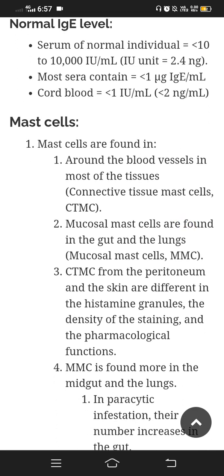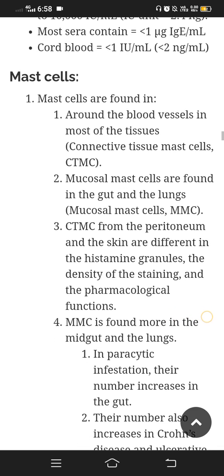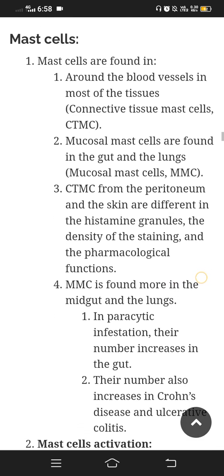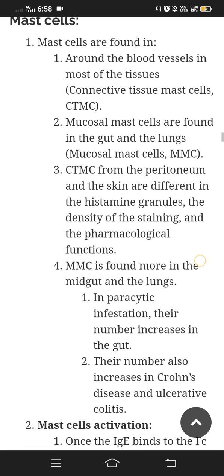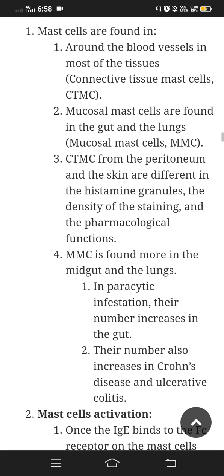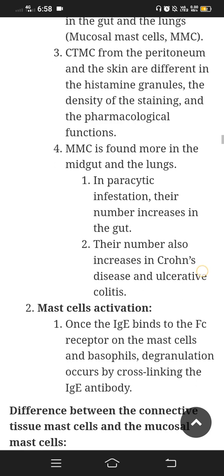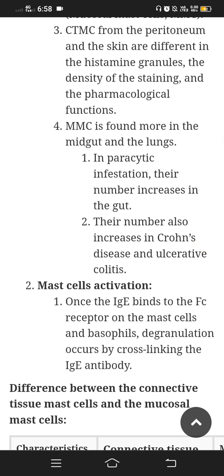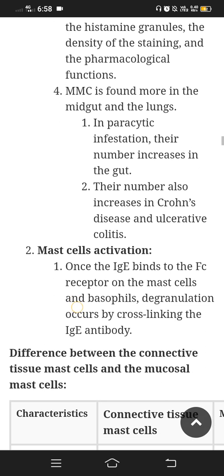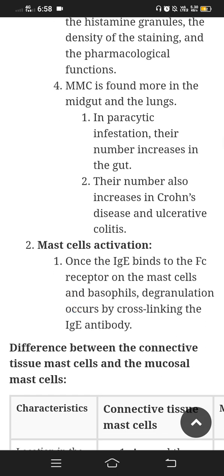Mast cells are found around the blood vessels in most of the tissues, connective tissue mast cells. Mucosal mast cells are found in the gut and the lungs. CTMC from the peritoneum and the skin are different in the histamine granule, the density of the staining and the pharmacological functions. MMC is found more in the midgut and the lungs. Then in parasitic infestation, their number increases in the gut. Their numbers also increase in Crohn's disease and ulcerative colitis.